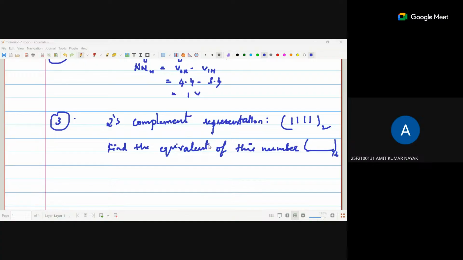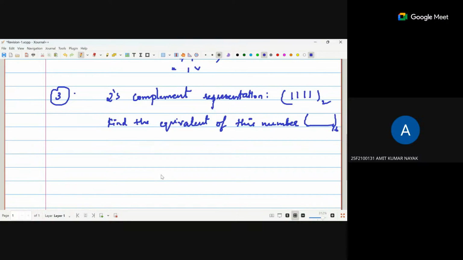First, here we'll invert the bits. We'll get 0, 0, 0, 0, then add 1 to it. We'll get 1. As we can see that the MSB is 1, so it is negative, so we'll get -1 as a negative number. And again, we'll try to convert, taking 4 bits for converting 1 into hexadecimal. So it will be 0001, and then again we'll find the two's complement and we'll get F.